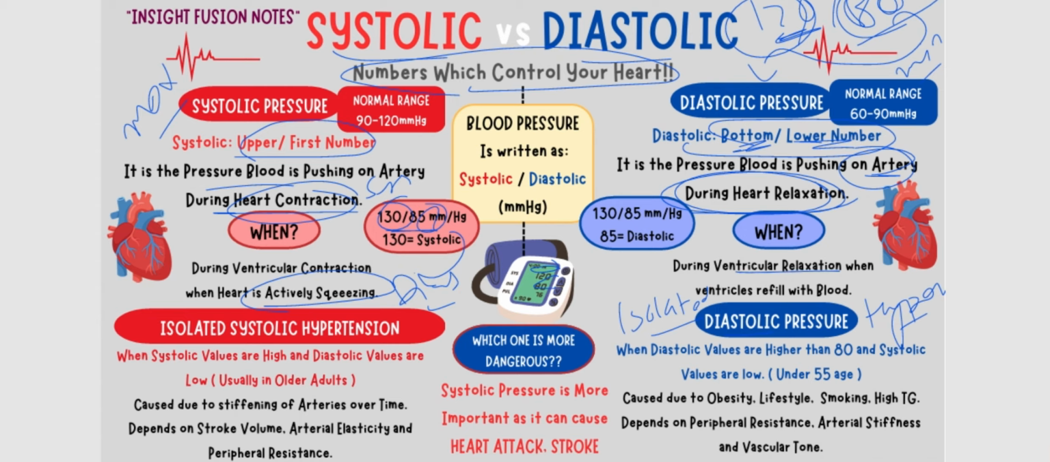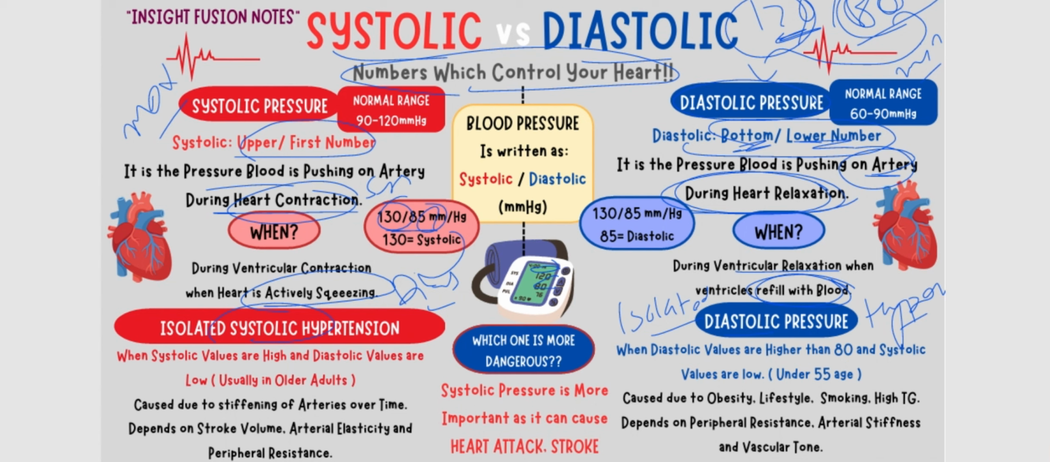Whereas in diastolic pressure, ventricular relaxation is taking place. The ventricles are just relaxing and refilling with blood, due to which the pressures are low, and the values we get in our blood pressure readings are also low. Diastolic pressures are always low because the heart is relaxing, and the ventricles are relaxing and refilling with blood. Now, isolated systolic hypertension and isolated diastolic hypertension are two important terms you should know.